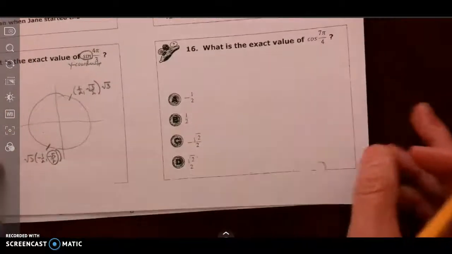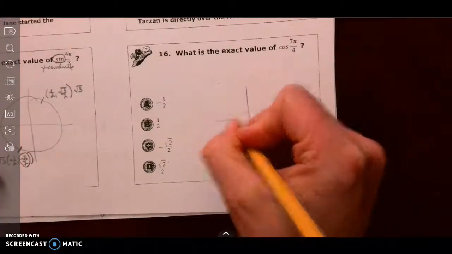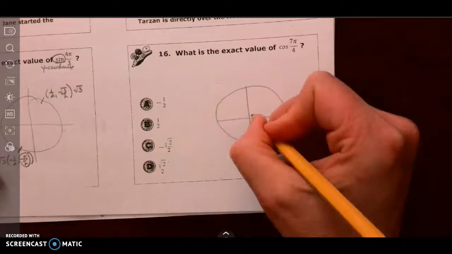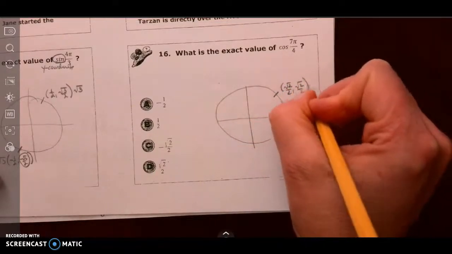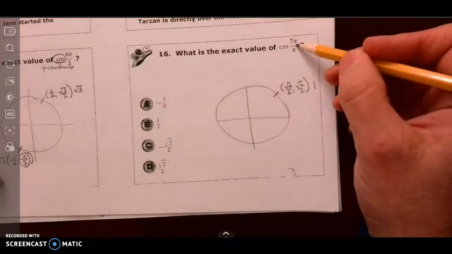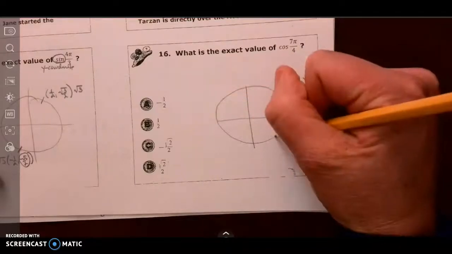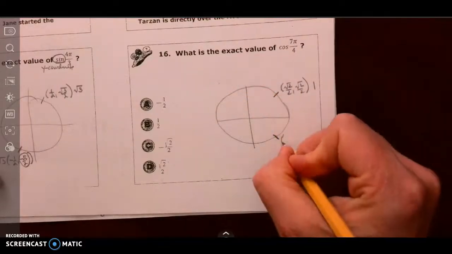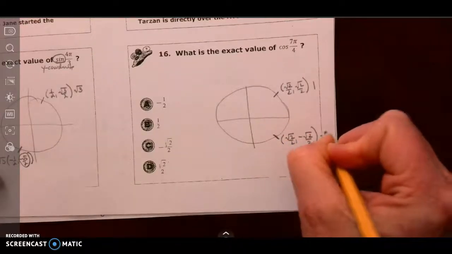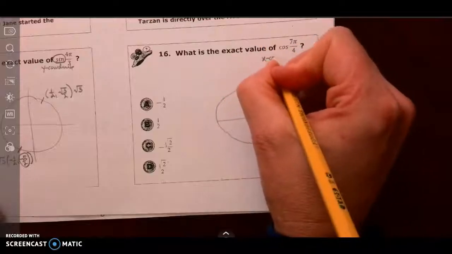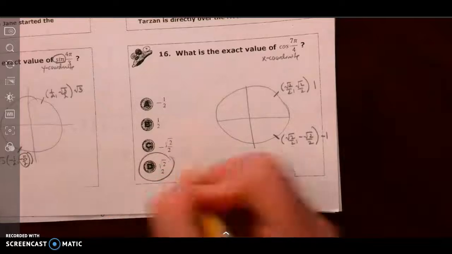And my last one, number 16, what is the cosine of 7 pi over 4? Okay. I'm going to think about my pi over 4 family, which is right here. Square root of 2 over 2, square root of 2 over 2, and 1. 7 pi over 4, I know this is 3/4 pi, and across from that is 7/4 pi. So this is where my 7 pi over 4 is, and this is my ordered pair there. And the cosine is the x-coordinate, which makes it positive square root of 2 over 2.